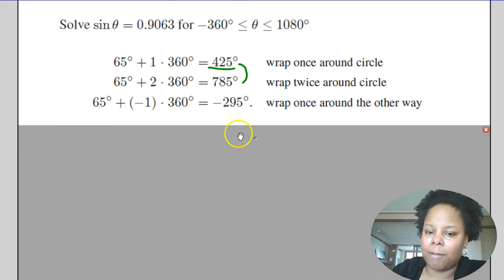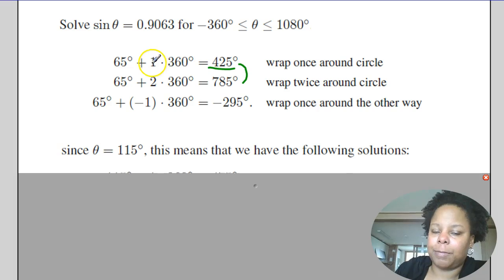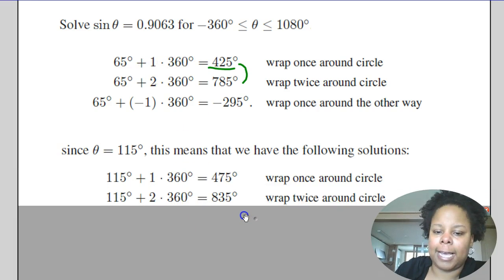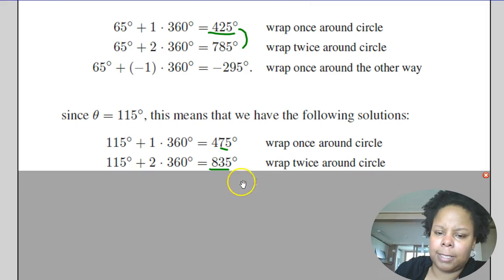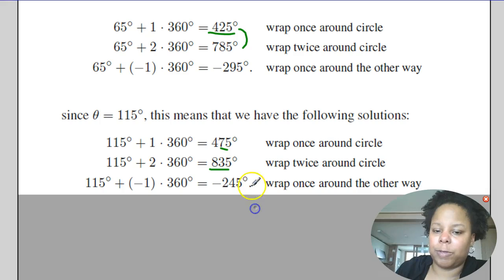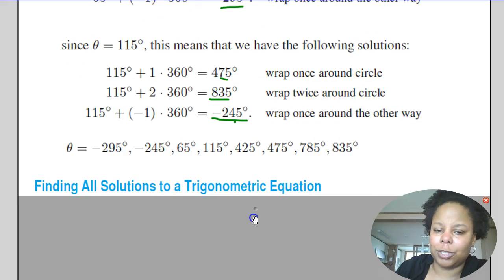But also remember we have another theta, which is 115. And I do the exact same thing as I go around the circle by adding 360 once and then adding 360 twice. And these are also part of my solutions. And then since I need to go in the negative direction, I add -1 times 360 and I get -245. And so these are my solutions as well. So now I have every single solution between negative 360 degrees and 1080 degrees, which is nice. And these are all the solutions.